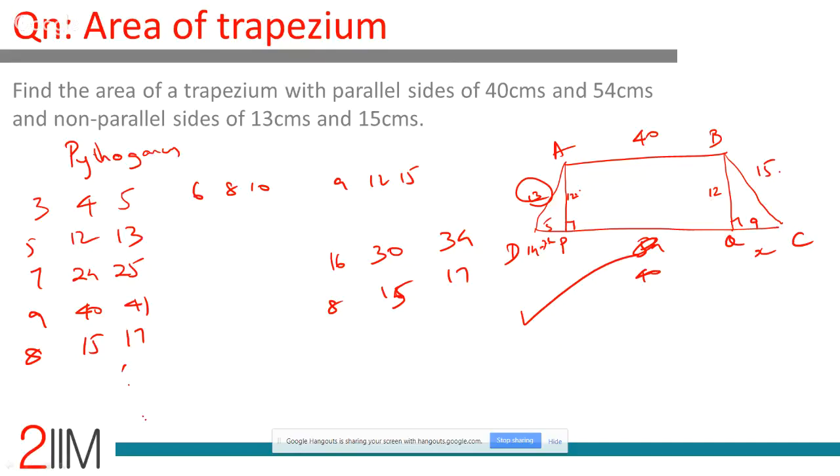This is 12, 15 and 12. Ratio of 5 is to 4, it should be 3. A 5, 4, 3 triangle, should be 9. 9 plus 5 is 14, that works. Or the two parallel sides of 40 and 54, altitude is 12. Plug in the formula, you're done with the answer.